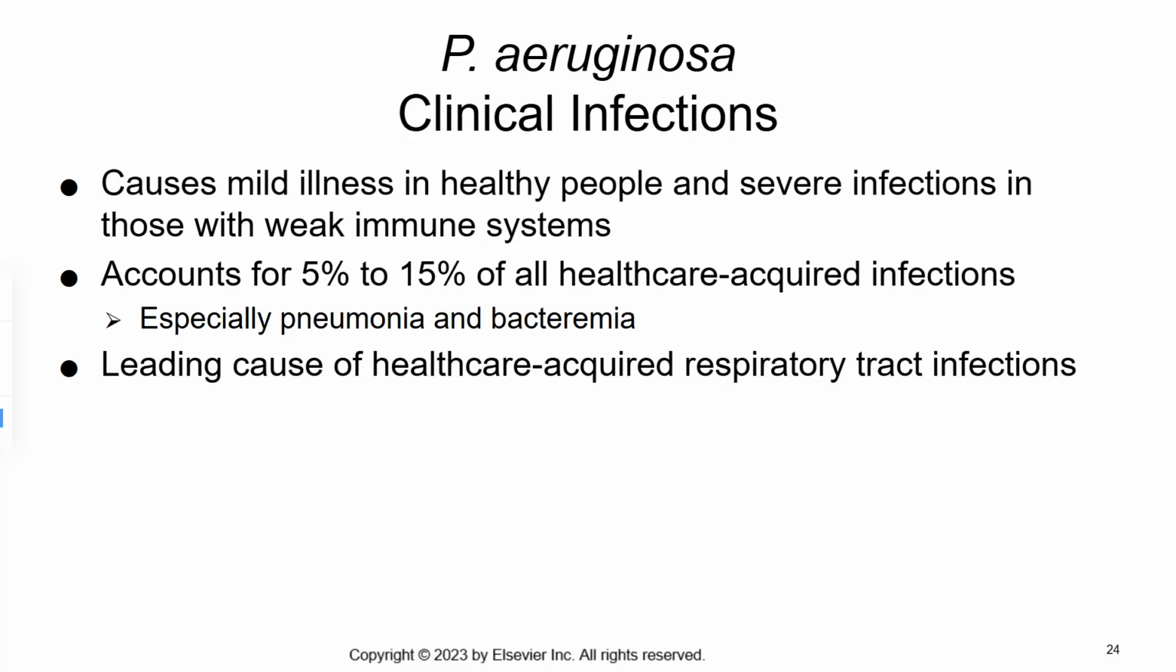It causes mild illnesses in healthy people and severe infections in those with weak immune systems. It accounts for 5 to 15% of all healthcare acquired infections, especially pneumonia and bacteremia. This is the leading cause of healthcare acquired respiratory tract infections. Any type of ventilator or respiratory aid can get contaminated with this, and it can cause some significant respiratory infections. We find this most commonly in patients that have been hospitalized, because they're in the hospital for a reason. There's something going on with them. They're sick, and that sickness or that trauma is making them immunocompromised. And that immunocompromised state predisposes them to getting more infections, especially with Pseudomonas aeruginosa.